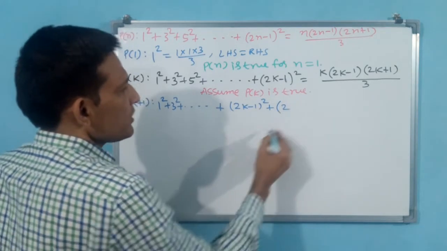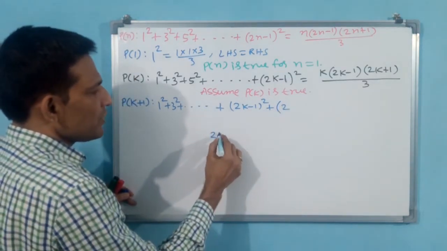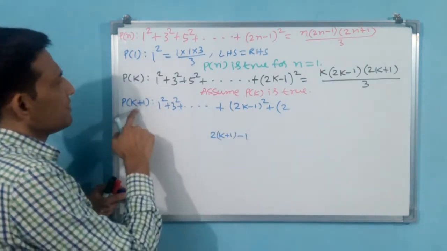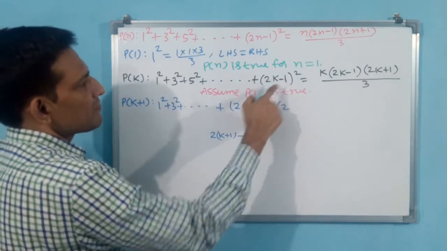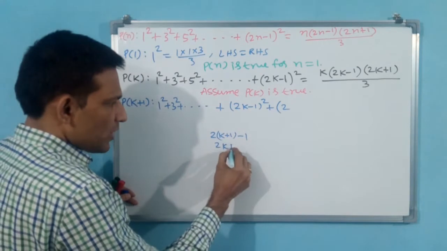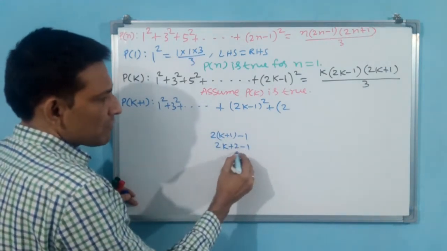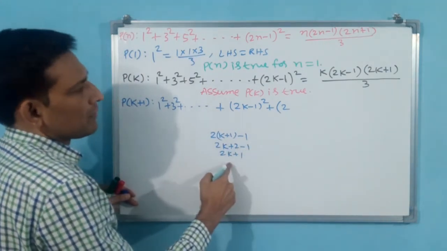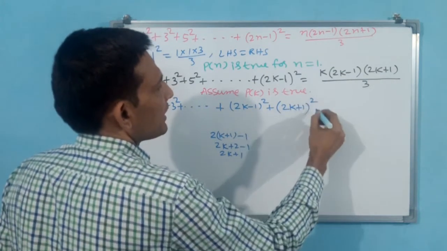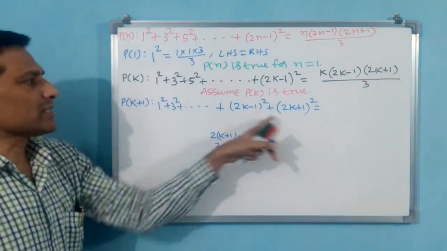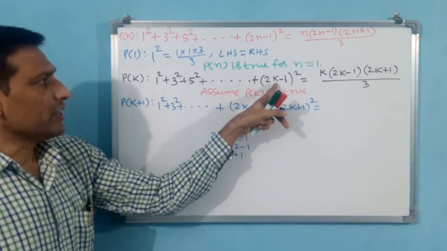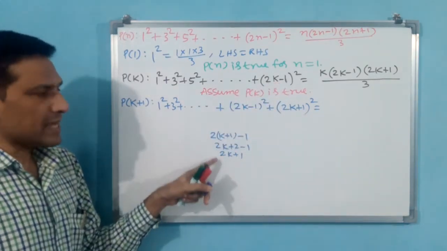You see, 2 into what I am going to write: 2 into k plus 1 minus 1. Now because k plus 1 is there. Here Pk is there, that is why 2k minus 1 has come. Here 2 of k plus 1 minus 1. You see here 2k plus 2 minus 1. 2 minus 1 is going to become 1. That you have to write here: 2k plus 1. You write down 2k plus 1 whole square. How it has come, do you understand now? Here 2k minus 1 has come. Here 2k plus 1 has come. Because k you have replaced with k plus 1. If you replace like this, this will come.